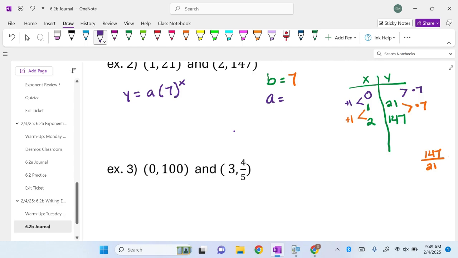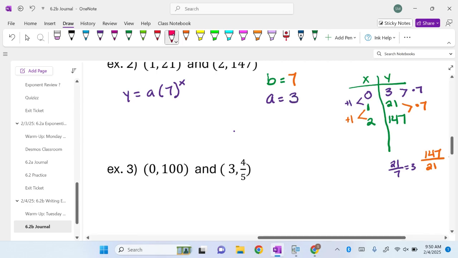So how do you think I'll get my y-intercept from the 21? What do you think I need to do, Elise? Divide by 7. Right. Do 21 divided by 7, which will give you what? 3. So that has to be our y value when x is 0, because 3 times 7 is 21. So that means my a value is what? 3. So now I got all my pieces. So y is equal to 3 times 7 to the x.